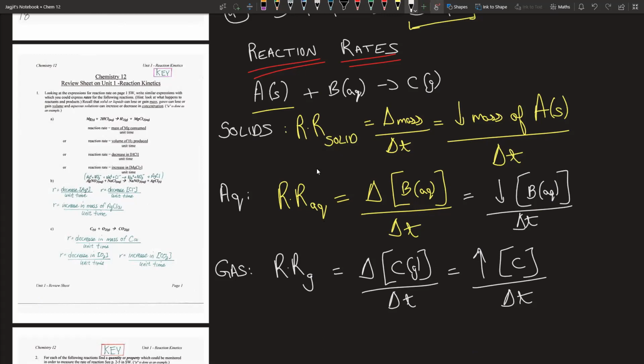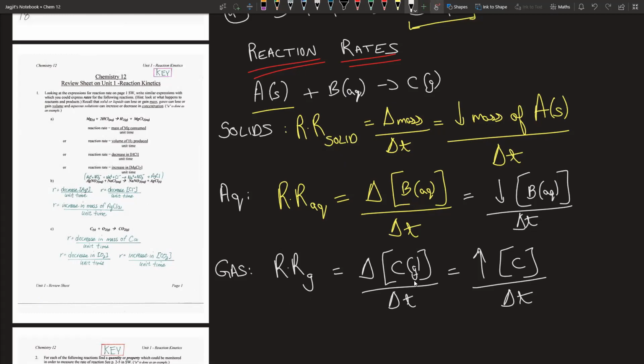Okay, so once more, when it comes to solid, you will use change in mass over change in time. If your solid is a reactant, then it will be decrease in mass over change in time. If your solid is a product, then it must be increase in mass. In this case, we're talking about A, which is a reactant, so it will be decrease in mass of A over change in time. When it comes to aqueous species, you use concentration. B is a reactant, so it will be decrease in concentration of B over change in time.